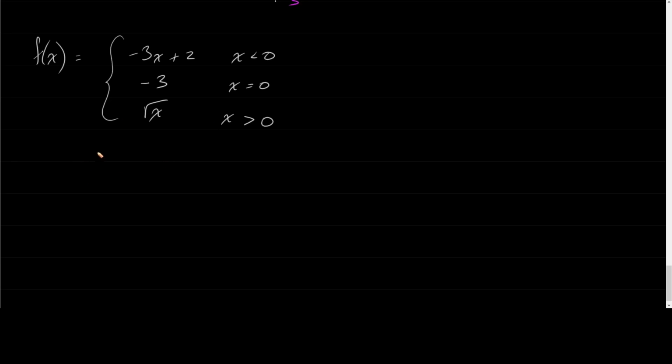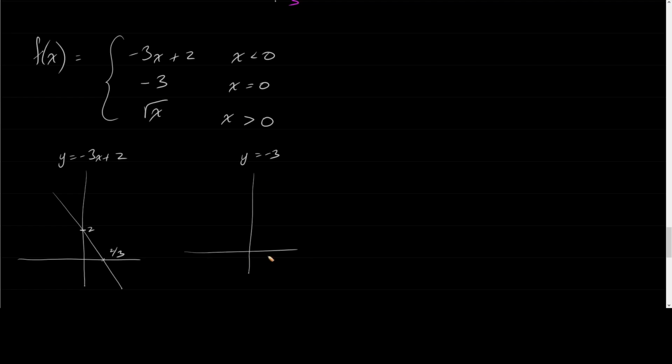So this first one, y equals negative 3x plus 2. Well, what is that? That's a negative slope with a y-intercept of 2. So it looks something like this. Here's 2. The x-intercept is when y is equal to 0, which happens to be, in this case, 2/3. The next part is y equals negative 3 for x being equal to 0. So exactly at 0, we've got the point negative 3.